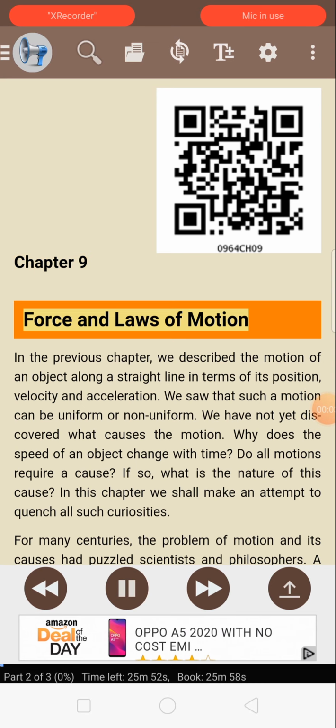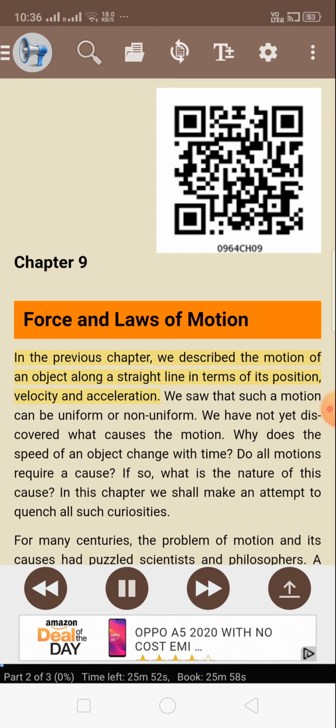9. Force and laws of motion. In the previous chapter, we described the motion of an object along a straight line in terms of its position, velocity, and acceleration. We saw that such a motion can be uniform or non-uniform. We have not yet discovered what causes the motion. Why does the speed of an object change with time? Do all motions require a cause? If so, what is the nature of this cause? In this chapter we shall make an attempt to quench all such curiosities.